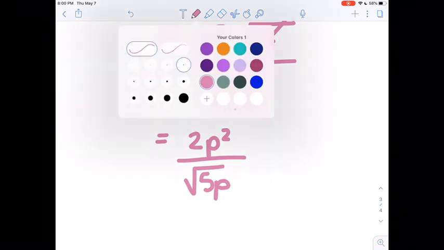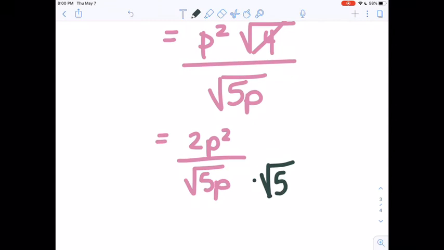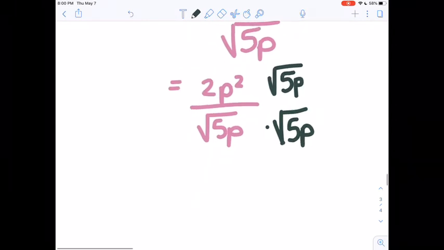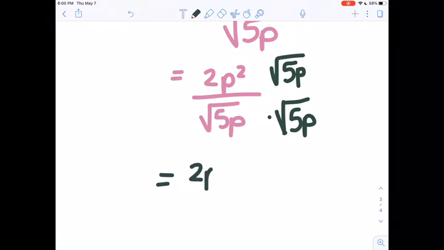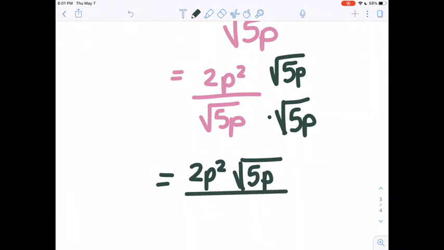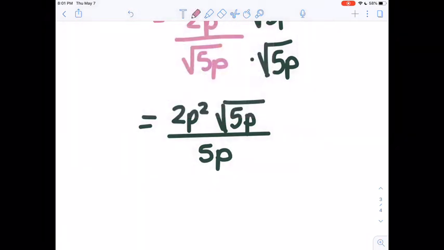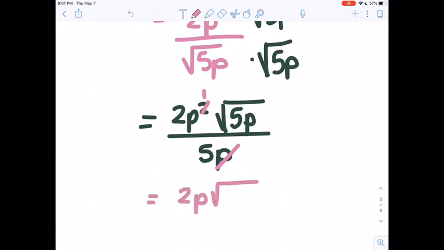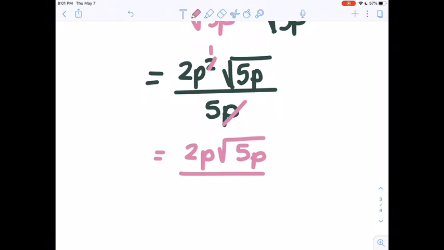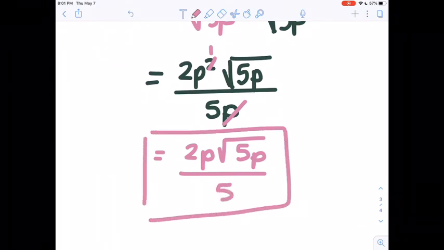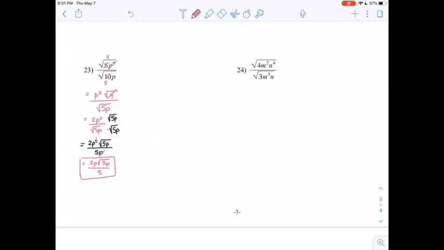But I can't have that square root down there, so remember, to get rid of it, we're going to multiply by the same exact square root by the top and bottom. Well, up top, 2p squared is on the outside, so that's not going to change, and the 5p is on the inside, that's not going to change. And then down below, I have 5p. Now just make sure you can't simplify. Well, I see a p on the outside on the numerator and a p on the outside in the denominator, so let's simplify that. So this p is going to go away, and that's going to become p to the first. So 2p square root of 5p all over 5. Okay, last one.